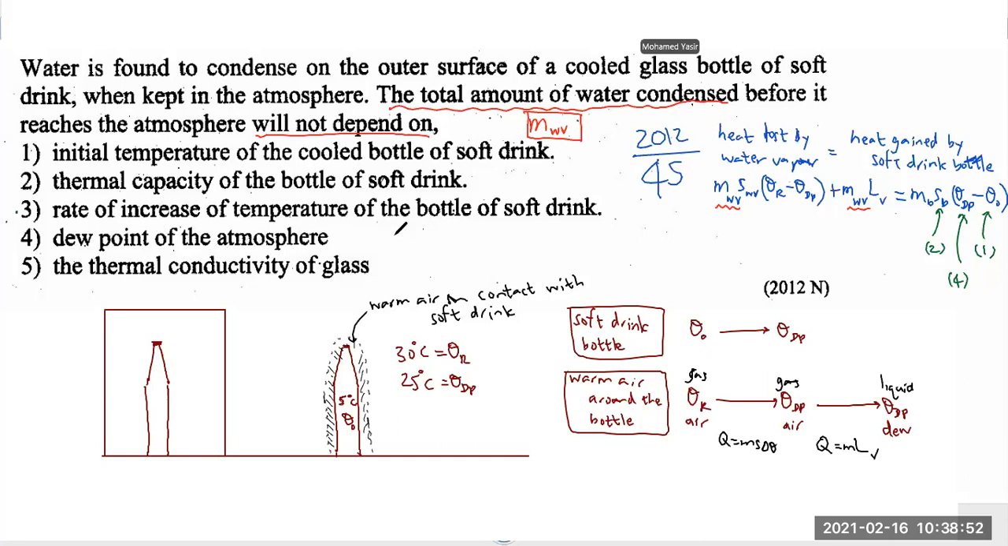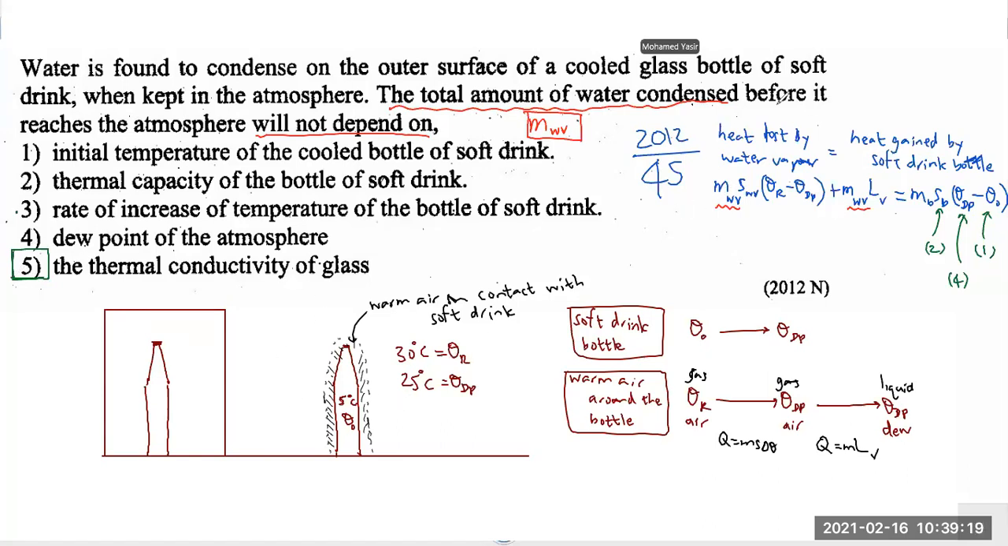Now, the rate of increase of temperature of the soft drink bottle. If that rate is high, within a given time, a lot of water can condense. If the rate of increase of temperature of the bottle is high, within a given time the amount of water condensed can be high. So that is the argument for that. But definitely the fifth is wrong. The fifth should be the answer, because thermal conductivity of glass doesn't have anything to do with this.